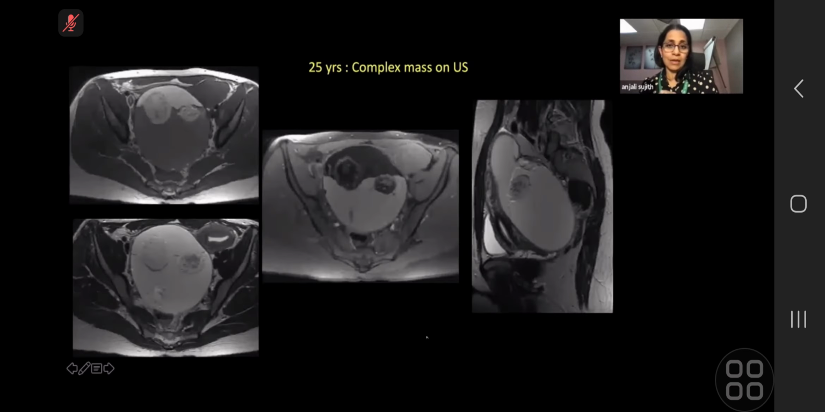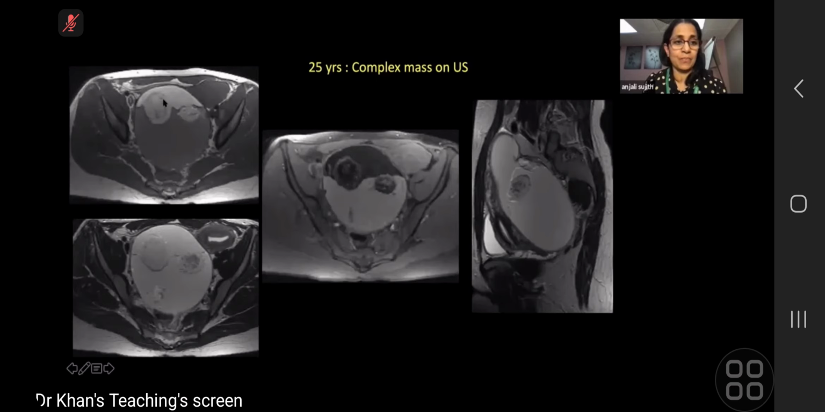Okay, so this is another case of a dermoid, which is another complex mass which was seen on ultrasound. We can see there is a fat component which is getting suppressed on the T1 fat saturated images. So this is a T1 bright signal getting suppressed on T1 fat saturated. And so this is again a dermoid cyst.